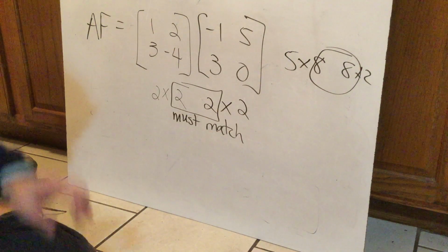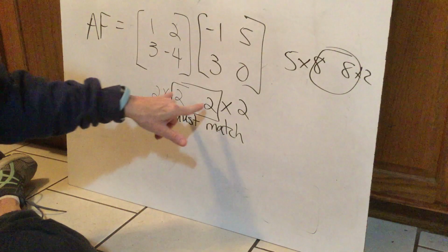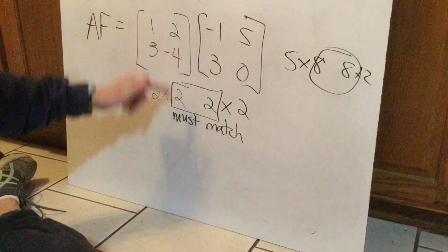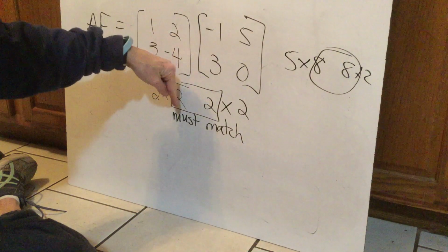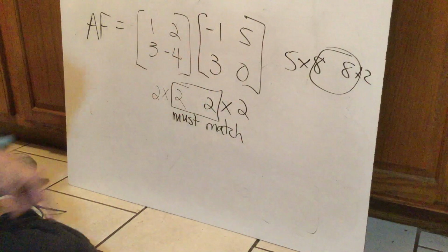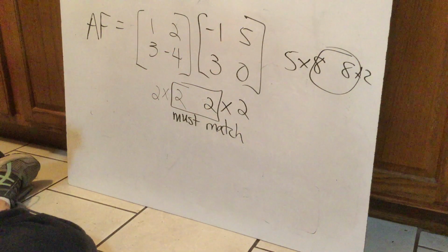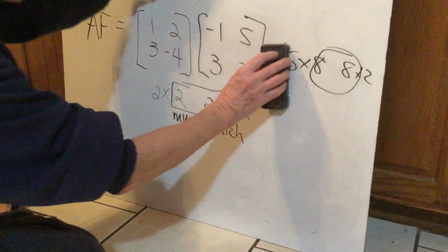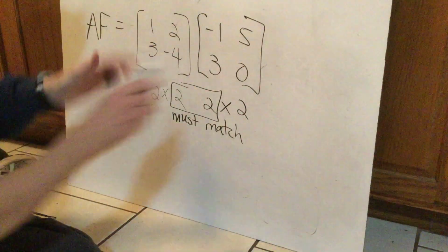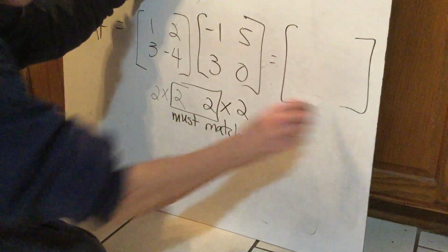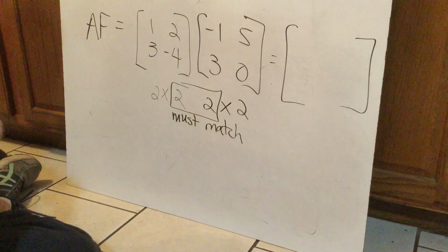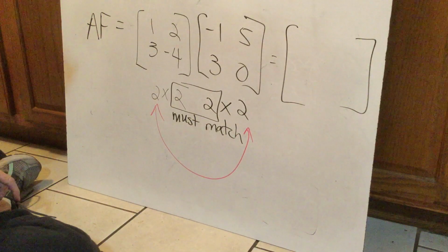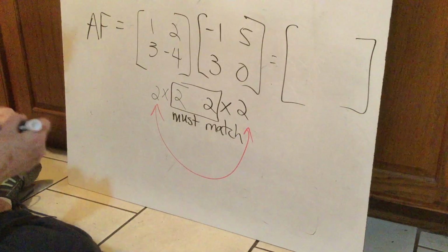Okay? What's the rule for multiplication? The inside 2 must match. When you write the dimensions, rows by columns, the columns of the first must match the rows of the second. These do. So, what does that mean? Well, that means that my answer will have these dimensions. These give me the dimensions of the answer. So my answer is going to be another 2 by 2.